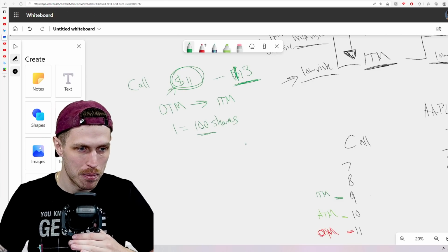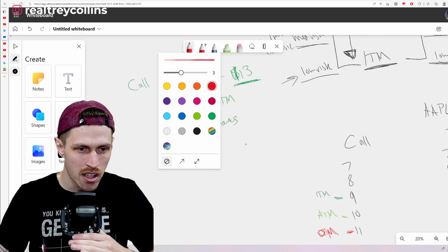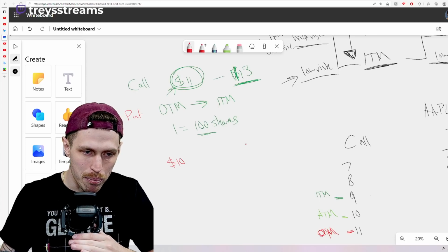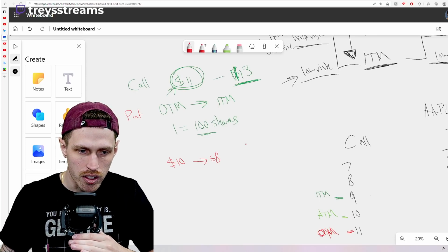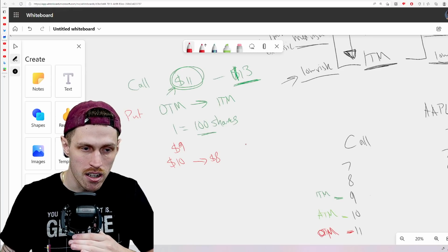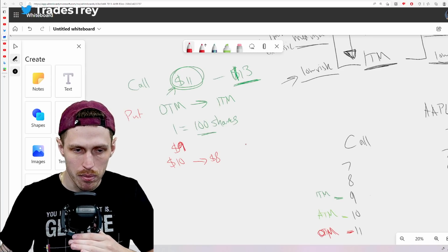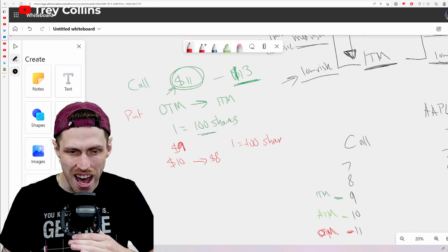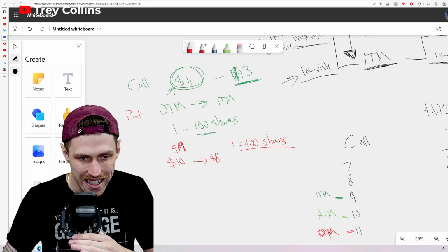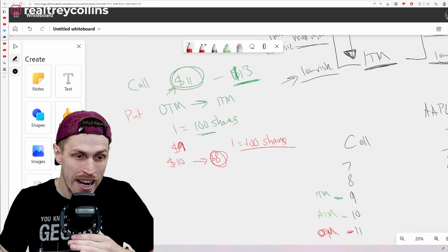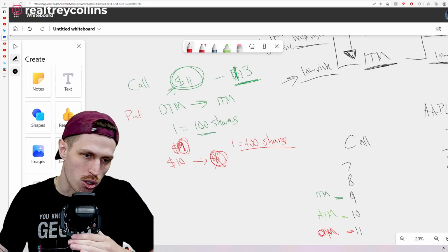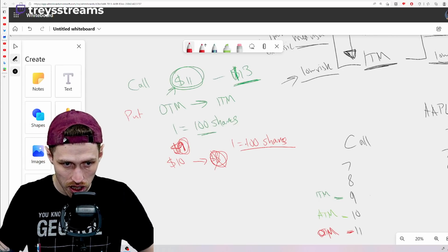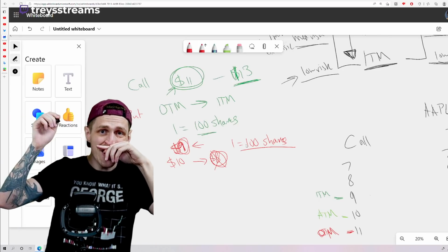A put is the exact opposite. Let's just say that the price went from $10 down to $8 and you had a $9 put. Now you have the opportunity, the right, not the obligation, with one contract equaling 100 shares, to sell 100 shares at $9 instead of $8. So if you had that $9 strike and now it's trading at $8 or $7, you get to sell 100 shares at $9.